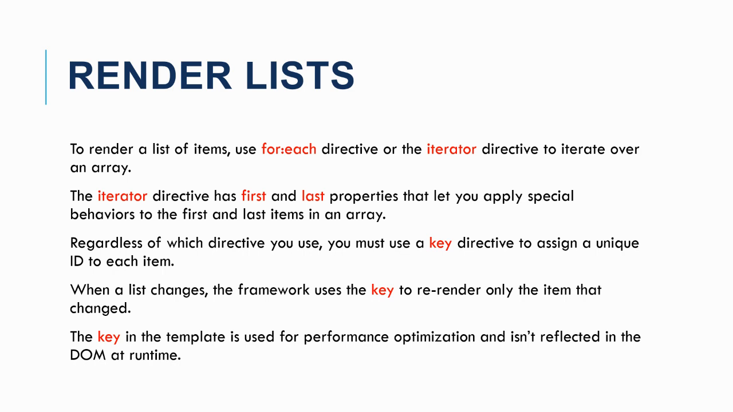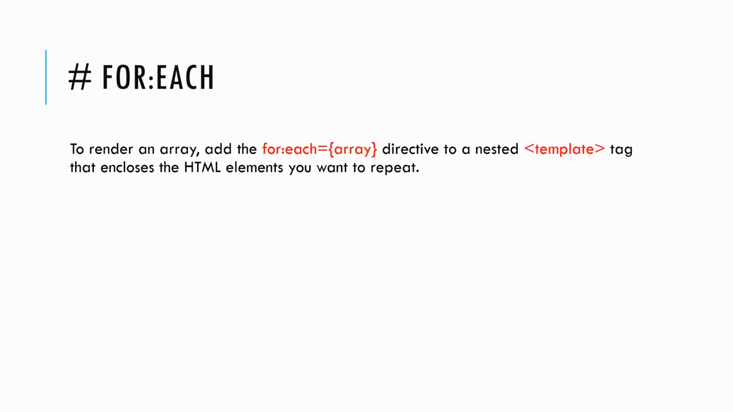Let's dive deep into each directive and see how we can use them in our LWC framework with some examples. So for:each. When you want to render a list with the help of for:each, this is the syntax that we have to use: for:each, and then in curly braces we pass the array, and this has to be added in our nested template tag if you want to repeat any component or any list. This is the syntax, for:each array directive, and it has to be included in the template tag.